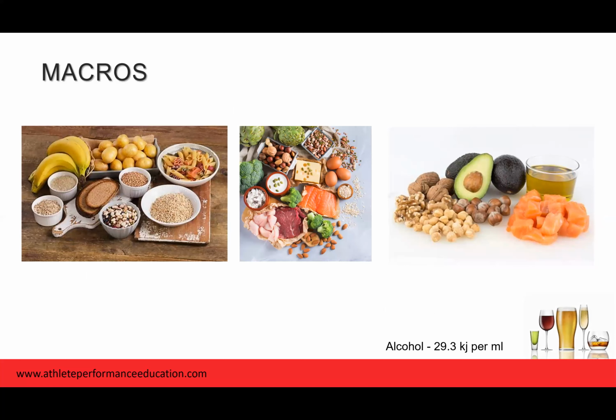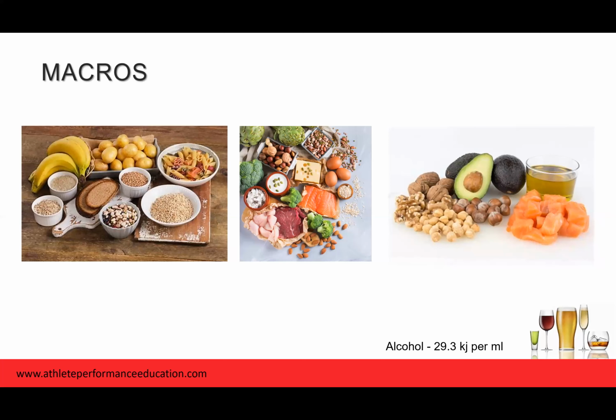All right, so macronutrients. Once we tick off energy, we look at macronutrients. We've got our carbs, proteins, and fats. And I've also got there in the bottom right-hand corner is alcohol. The reason I've put alcohol in there is because traditionally when we talk about macronutrients, we talk about the big 3. We need to acknowledge that alcohol itself as an ingredient still provides energy conversion.